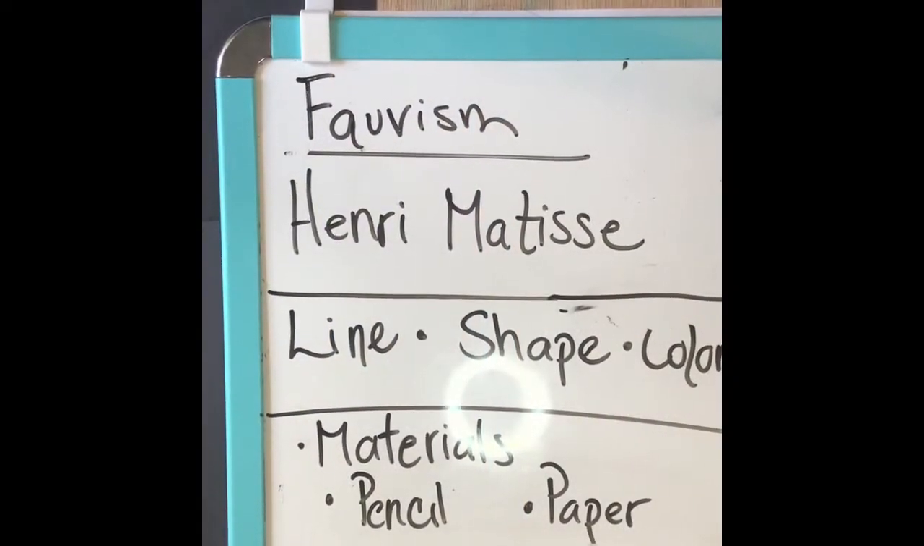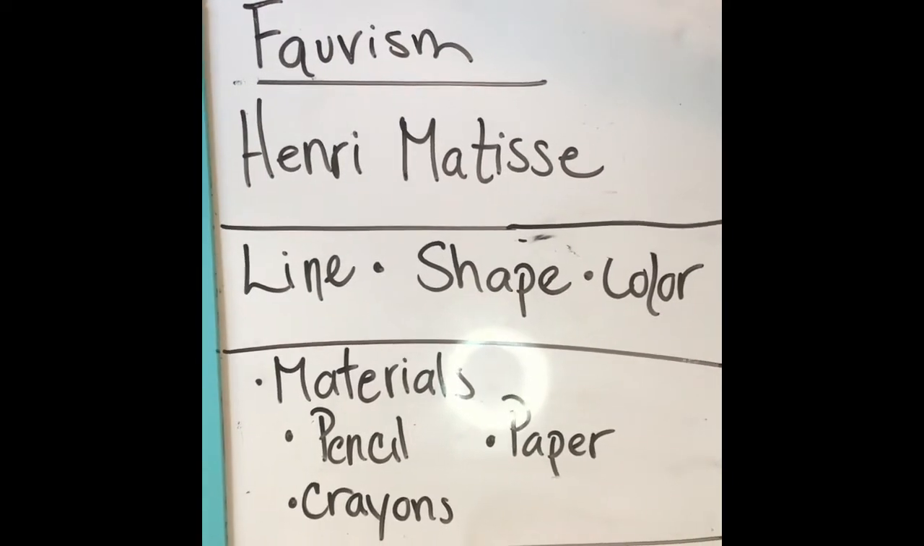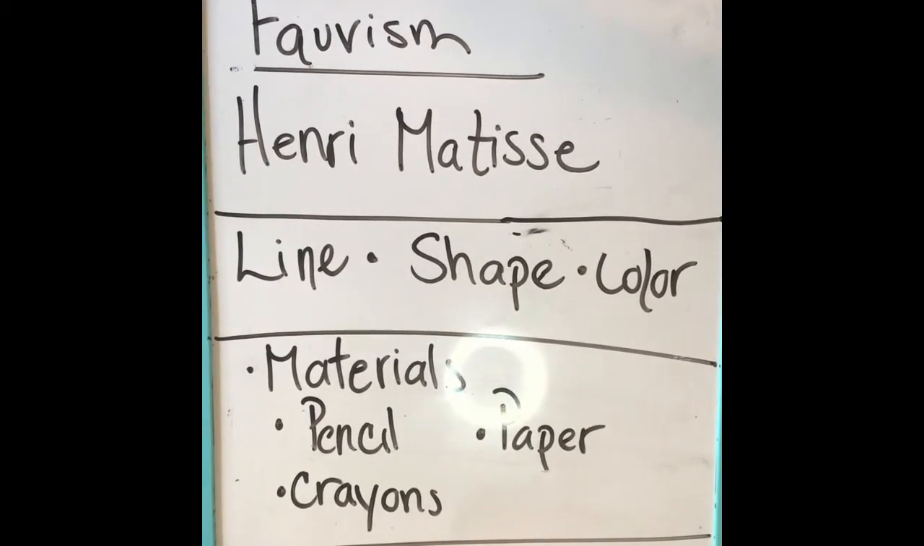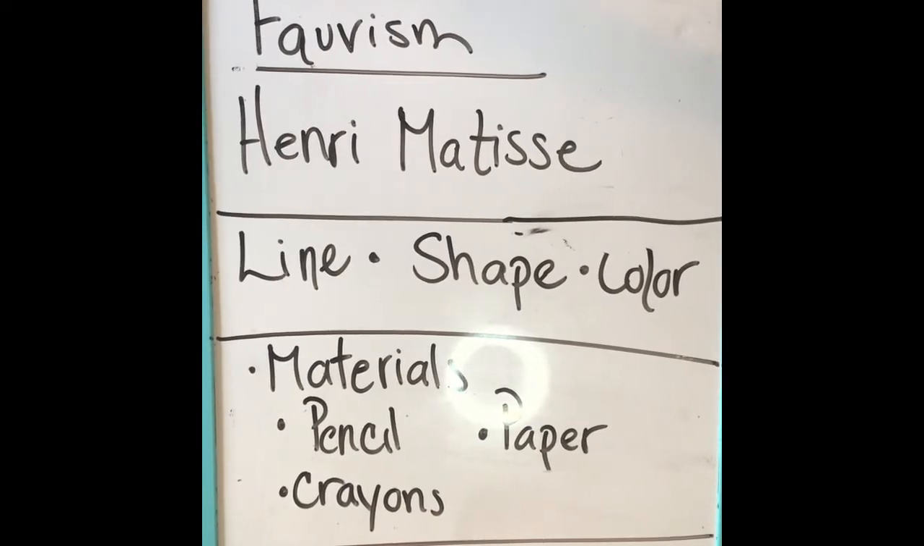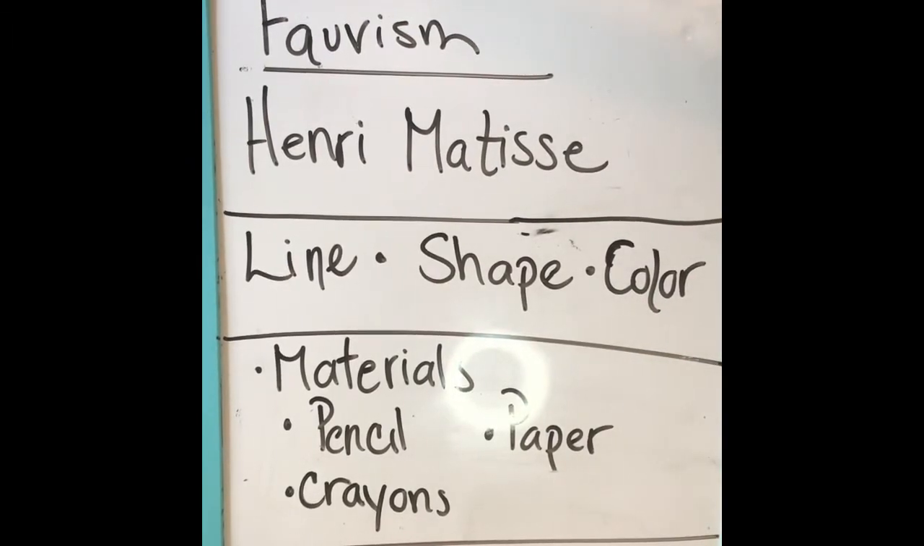All right, boys and girls, today we are going to be creating a painting in the style of Henri Matisse, and the style is called Fauvism. He used line, shape, and color. The materials we're going to use today are pencils, paper, crayons. Optional, you can also add oil pastels. You can use watercolor, or if you wanted to paint, you could paint this with tempera paint. So we are going to get started.